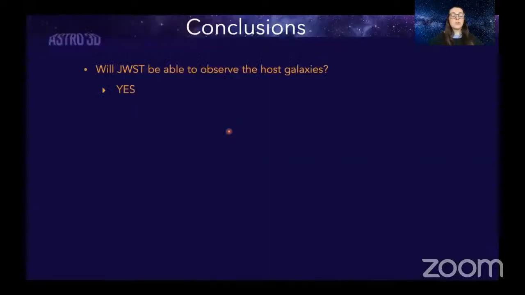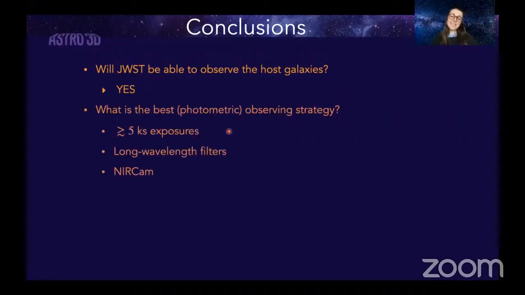So in conclusion, will JWST be able to observe the host galaxies of high-redshift quasars? The answer, hopefully, is yes. And then in terms of best observing strategies, we really need large exposure times, more than 5,000 seconds, the long wavelength filters, and NIRCam seems optimal compared to MIRI.